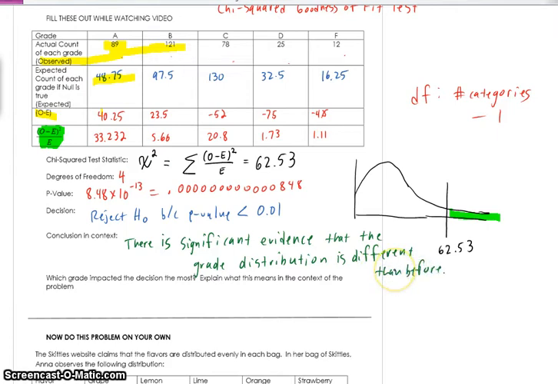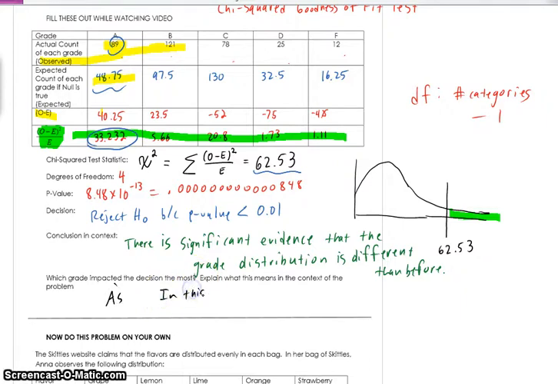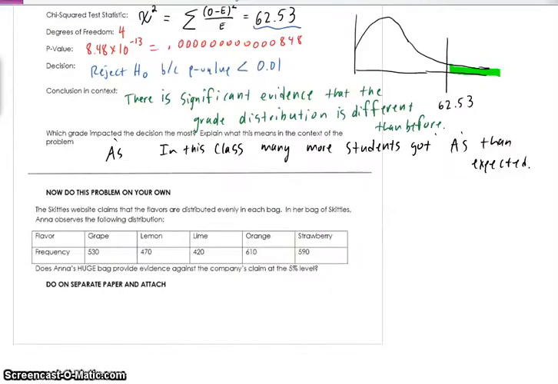Now, as far as which grade impacted the decision the most, explain what it means in the context of the problem. Well, what we need to do to figure that out is look at the components of the chi-squared. Which of these contributed most to this high chi-squared test statistic value? Clearly the A's. There are clearly many more students who got A's than we expected, for some reason or another. So the A's are the ones, and what does this mean? In this class, many more students got A's than expected. Okay, that's what that means. And typically, when we do a chi-squared test, we drill down into the data to see which grades impacted things the most.